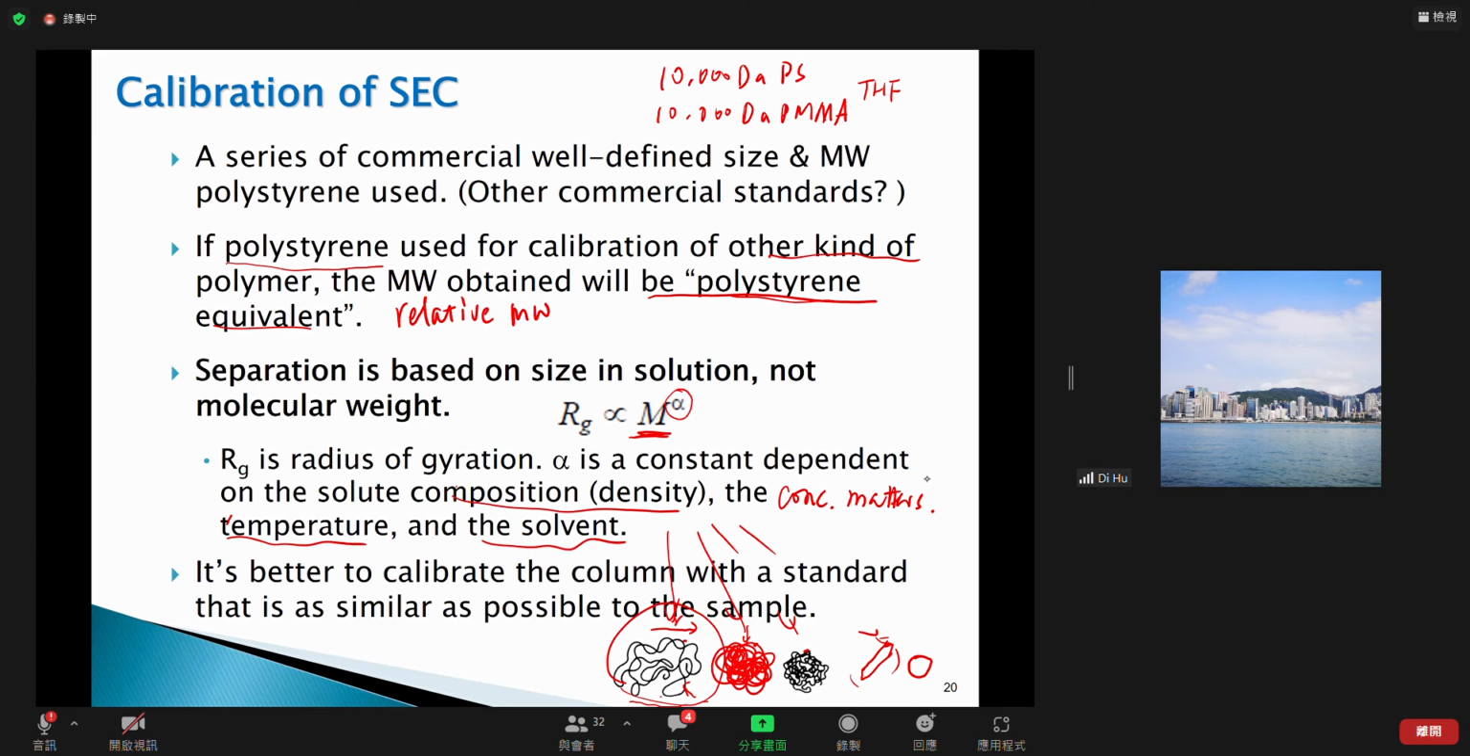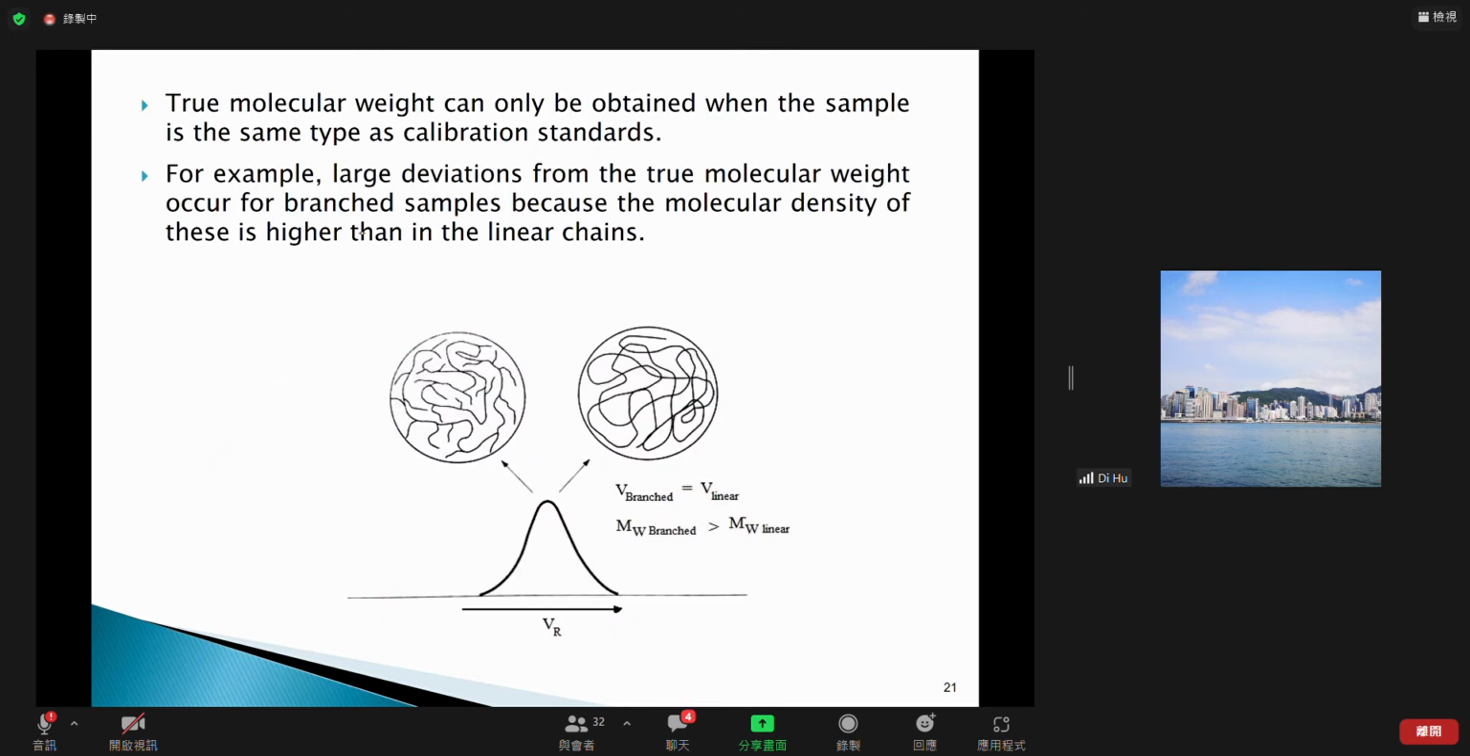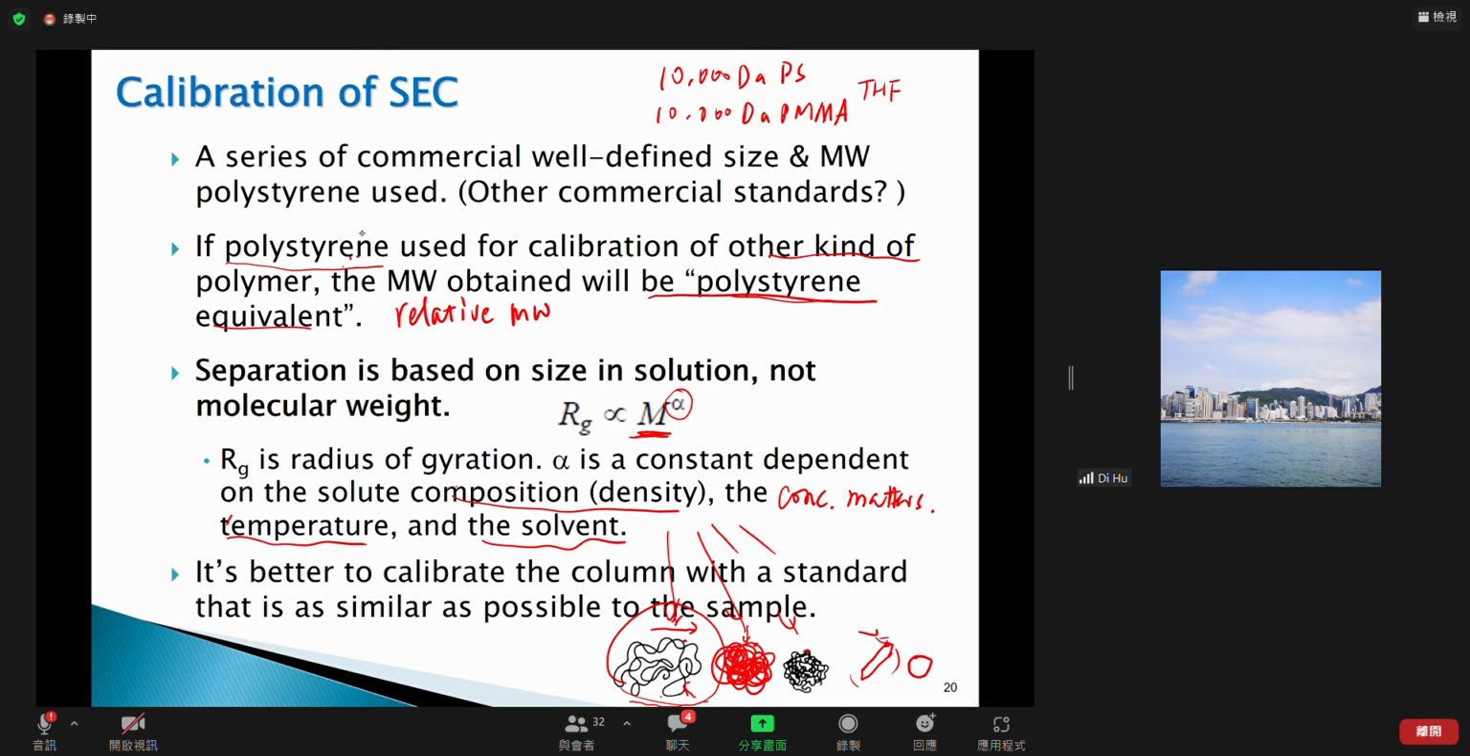So you have to use a surrogate if you cannot have an authentic standard. If you don't have an authentic standard, try to use something chemically and structurally alike as a surrogate, okay?